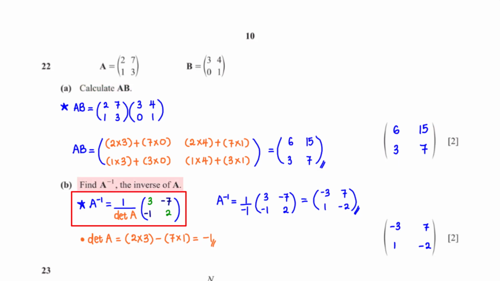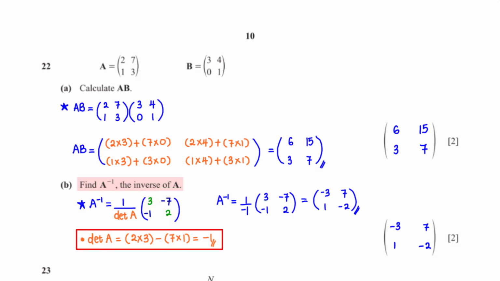The inverse of matrix A is equal to 1 divided by the determinant of matrix A times this vector. To get this vector, we swap the numbers in the major diagonal of matrix A and negate the numbers in the minor diagonal.